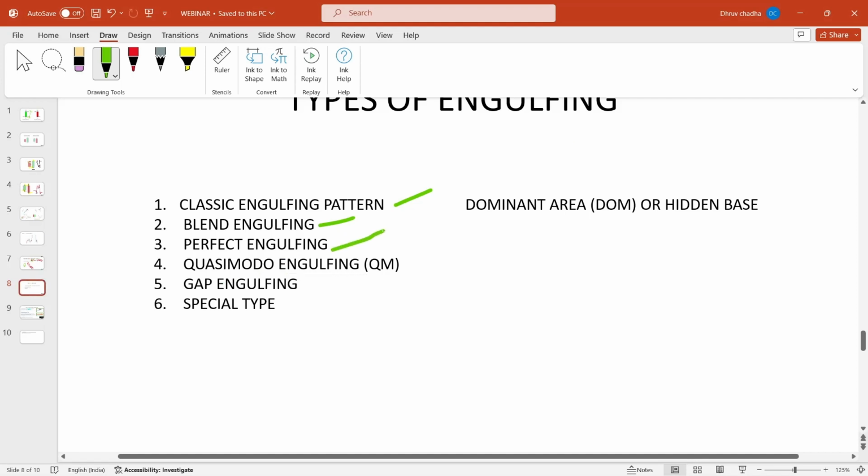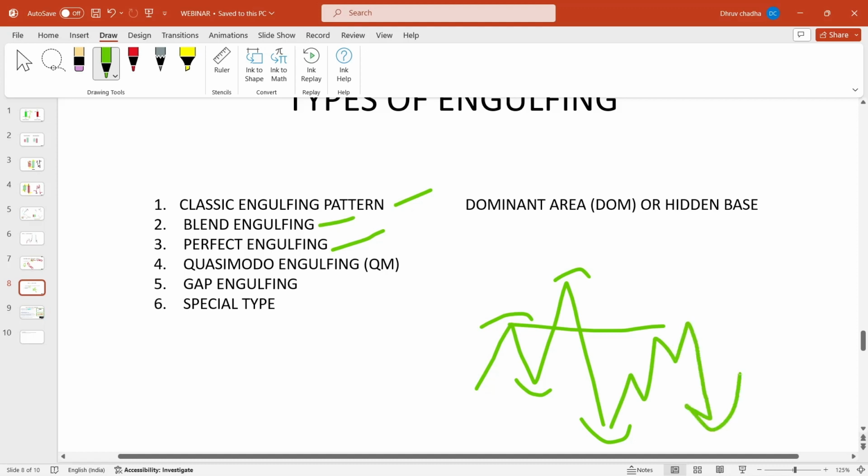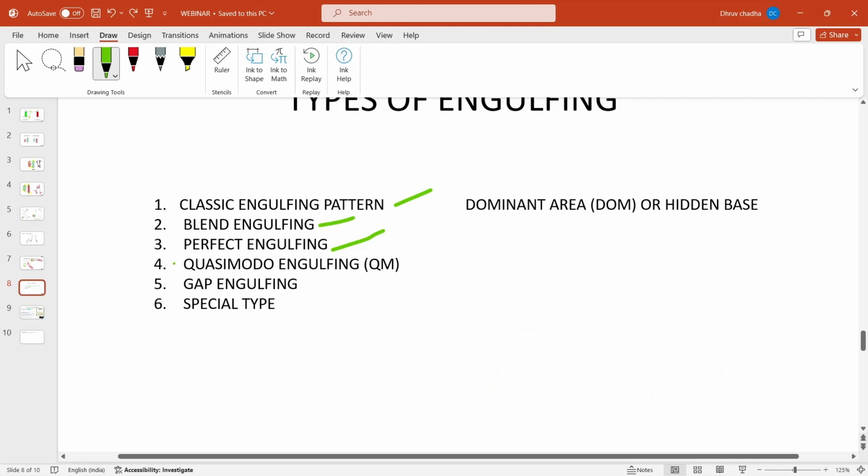So we have discussed the perfect engulfing. Now there is the fourth one, which is the Quasimodo engulfing pattern. For those who don't know what a Quasimodo is, simply a Quasimodo is like this. When the high and the low are being engulfed, that's when we call it a QM pattern, and we simply expect the market to go lower in this sell QM pattern, and for the buy, it's vice versa. You can go on YouTube and look for this pattern and learn about it if you don't know about it.